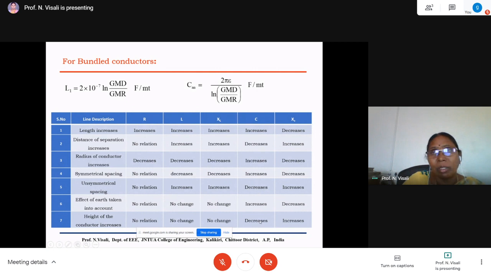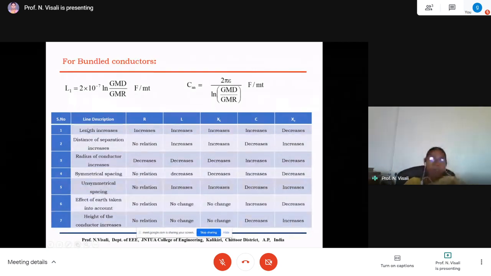If you remember all this: capacitance depends upon the length, distance, and radius, as well as symmetrical spacing, unsymmetrical spacing, effect of earth, and height of the conductor. Inductance depends upon length, distance, radius, symmetrical spacing, unsymmetrical spacing, and only the effect of earth and height of the conductor have no relation.